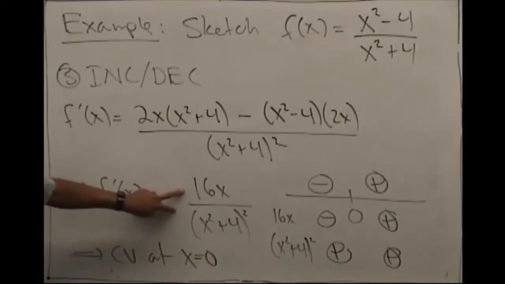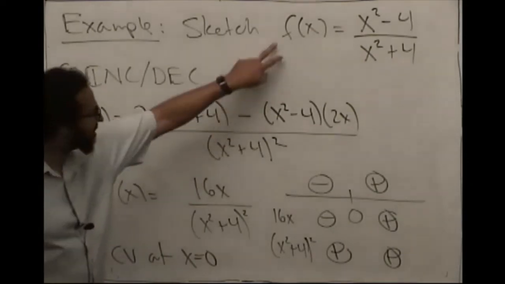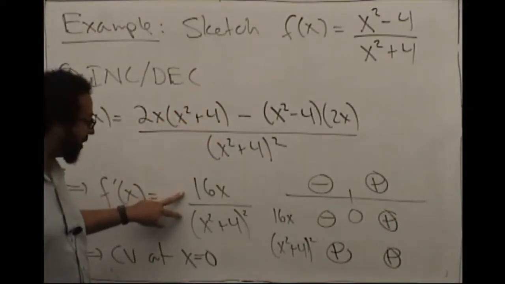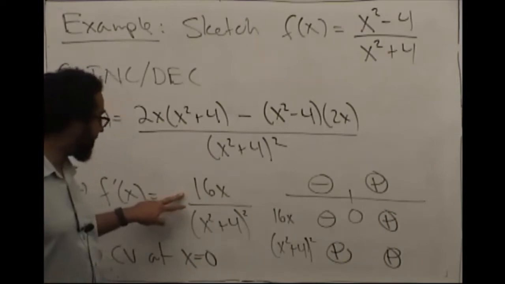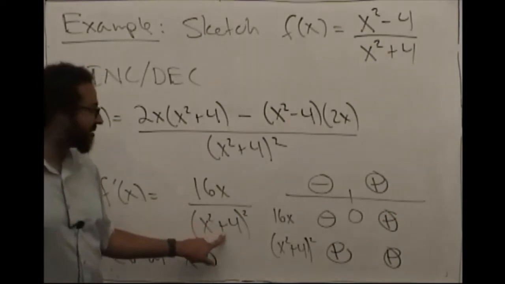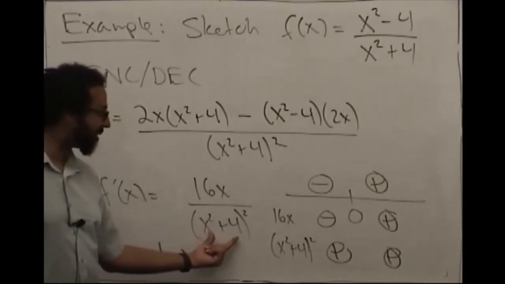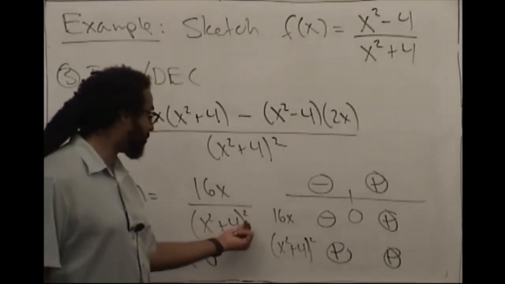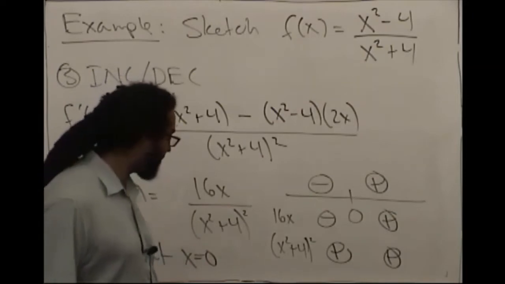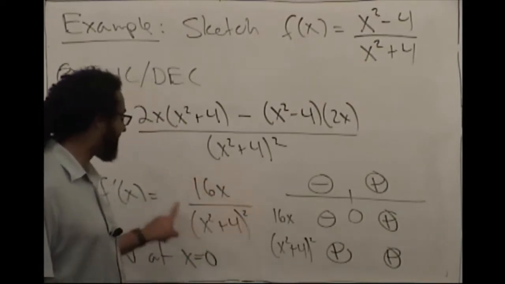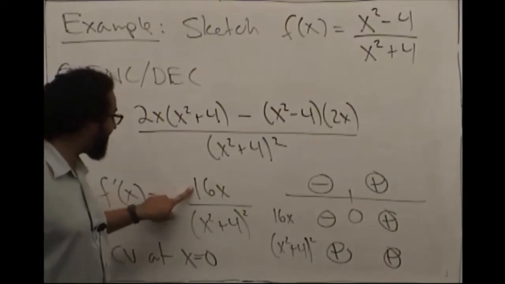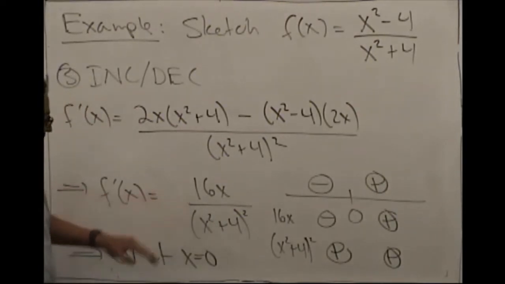So now, what are the critical values for this first derivative? For this function f, where is the derivative equal to 0 and where is it undefined? Well, the bottom is never 0. x squared plus 4 is never equal to 0, and so x squared plus 4 squared is never equal to 0. So this is always going to be defined everywhere. So the only place where there's a critical value is where the first derivative is equal to 0.